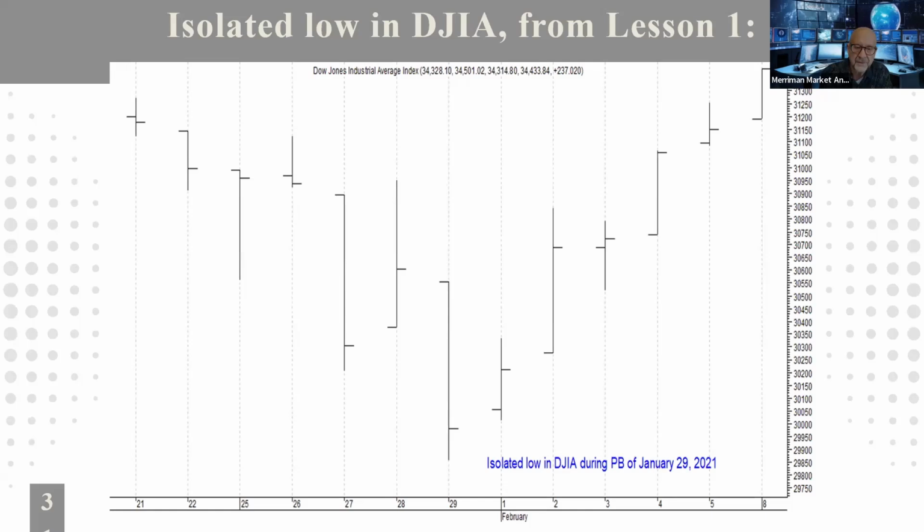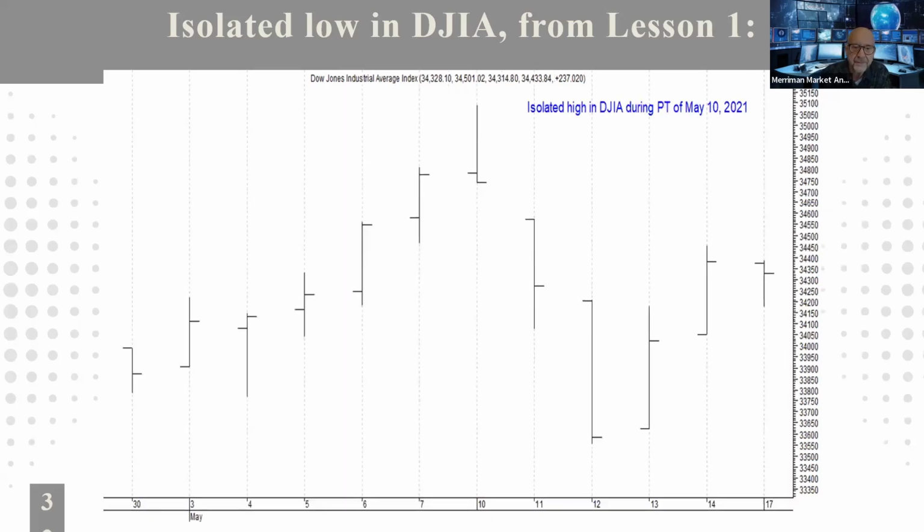Now let's look at trading an isolated high. Okay, this is the Dow again, and here you see on the day of the 10th, you have a higher high than the previous day, and it's higher than the day afterwards. So it's an isolated high. If that was a solar lunar reversal period, you would be looking to go short somewhere above the high of the previous day.